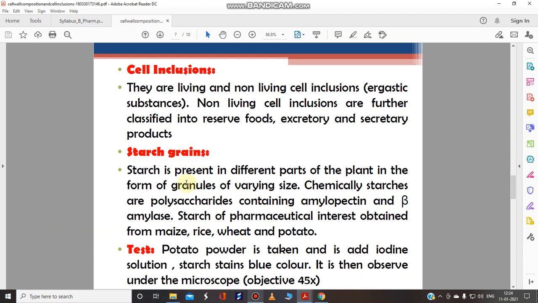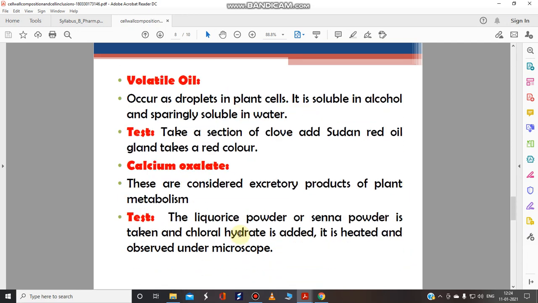So we have 3 minutes left. First is the starch grain. Starch grain is present in different parts of the plant in the form of granules of varying size. There are different tests for detection of the starch grain. We use iodine solution.